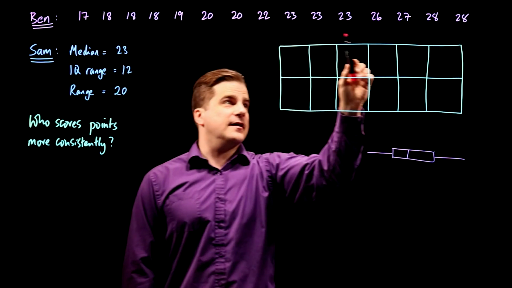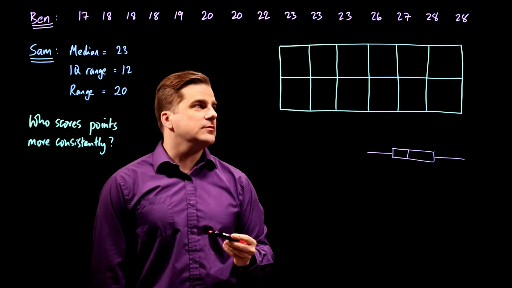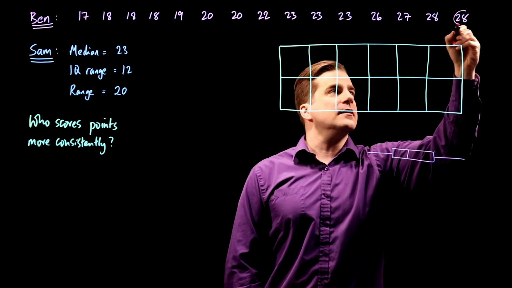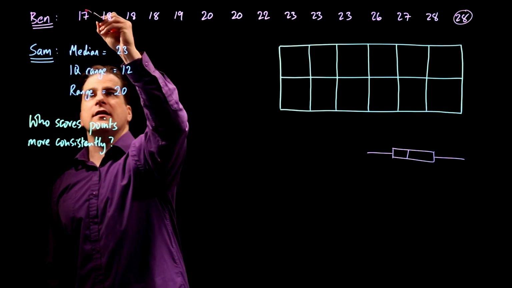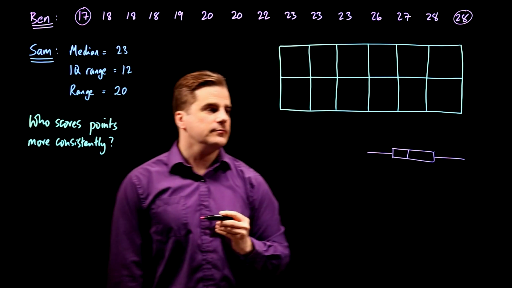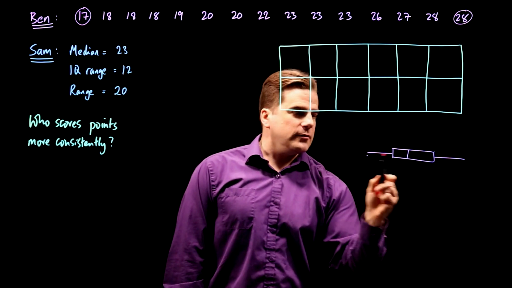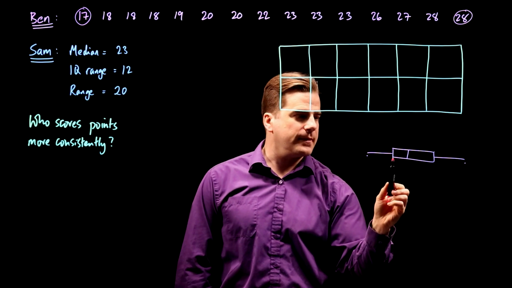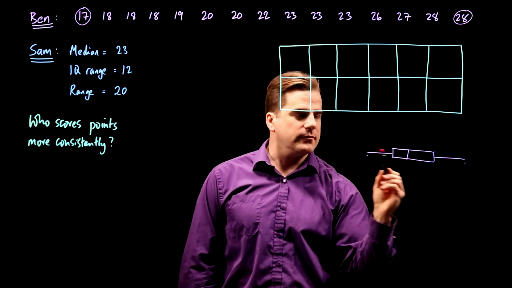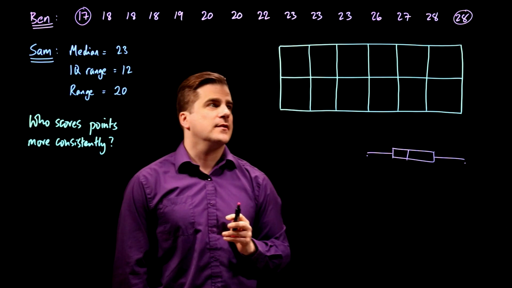They've laid out the data in order. So the highest value is clearly going to be that, and the lowest value is going to be that. So that's those two. Now, the median. What's the median value going to be?